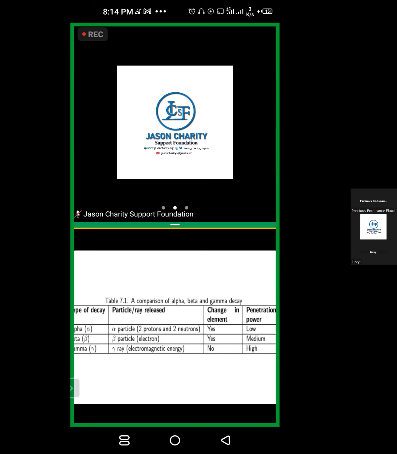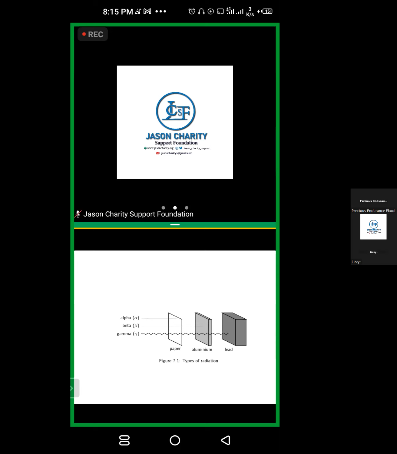So now these are comparisons of the alpha, beta, and gamma. So for alpha, we said 2 protons and 2 neutrons representing helium. For beta, we have the electron, and for gamma, we have the electromagnetic energy. Change in elements here for alpha, yes. We remember for each that has undergone alpha decay, that means helium has to have been added to it. For each that has undergone beta, yes, an electron, but for gamma, no, it's 0, 0. Now, for penetrating energy, we see that for alpha is low, for beta is on the middle side, and for gamma is very high.